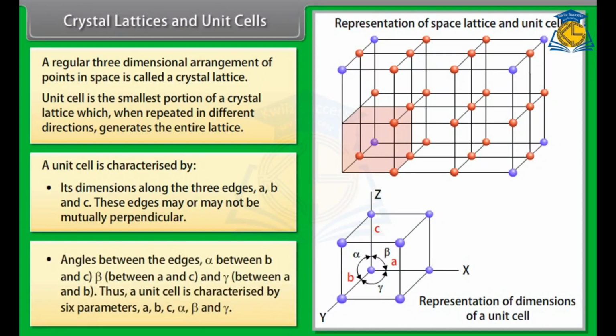2. Angles between the edges: alpha between b and c, beta between a and c, and gamma between a and b. Thus, a unit cell is characterized by 6 parameters: a, b, c, alpha, beta, and gamma.